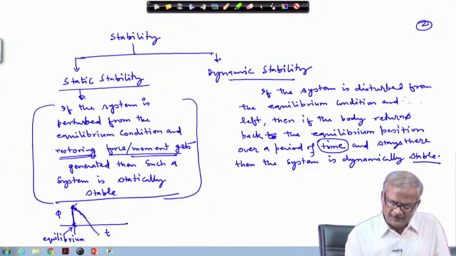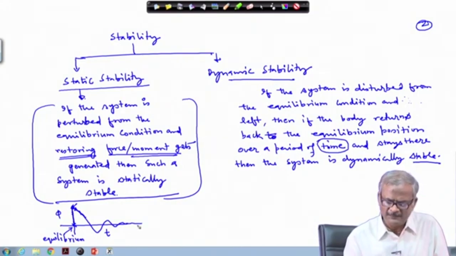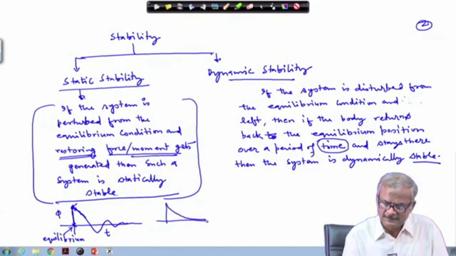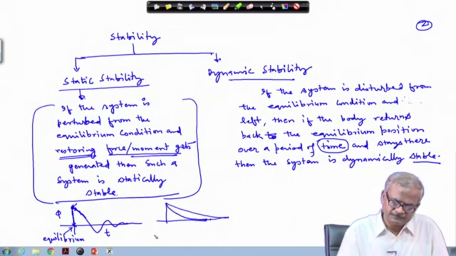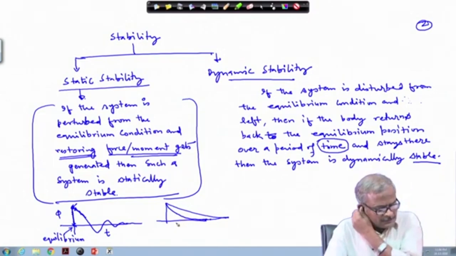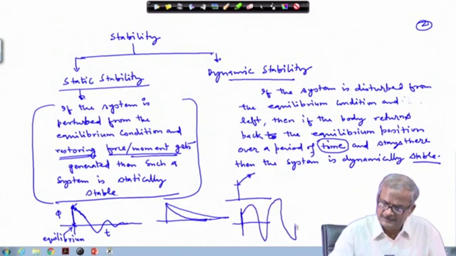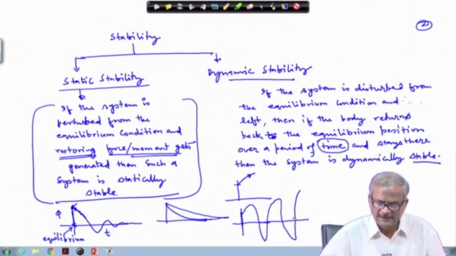And if it so happens that it comes and stays over this, then this is dynamically stable. But here we can categorize it like this: this is the damped oscillation. There can be a situation like this, the critically damped or the over damped cases, something like this. Or if we discuss the unstable situation, the system may go like this, or it may start from here, oscillate like this, and the oscillation can keep growing all the time.